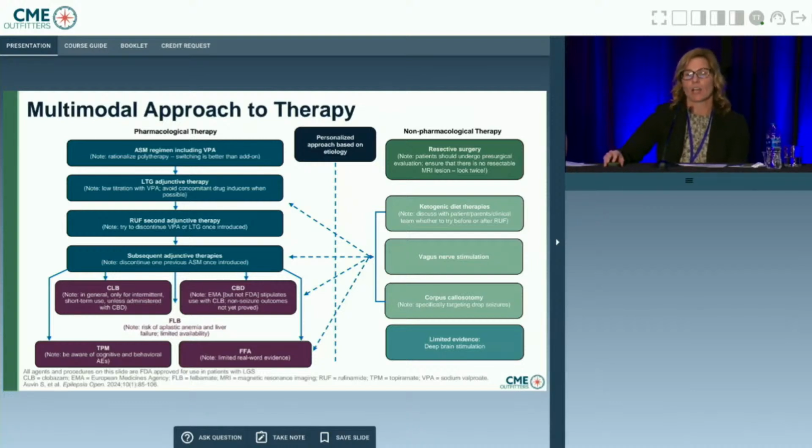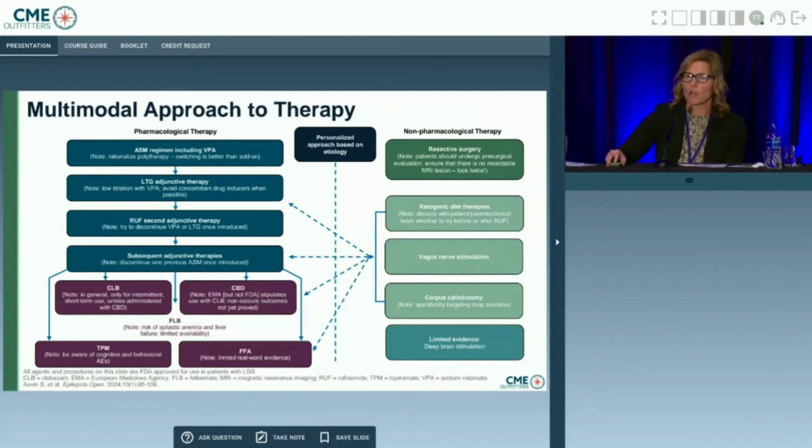And then the last column here is non-pharmacological therapy. So for patients with Lennox-Gastaut syndrome, it's important to think outside of the box of medications. And this is also true for any patient who has refractory epilepsy or continued seizures despite the treatment of appropriately chosen seizure medications. They should be considered for surgery, which can promote some of the best outcomes that we have to offer for a refractory patient.